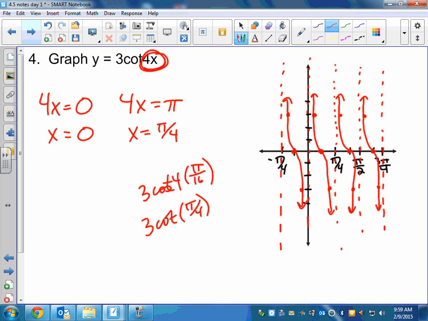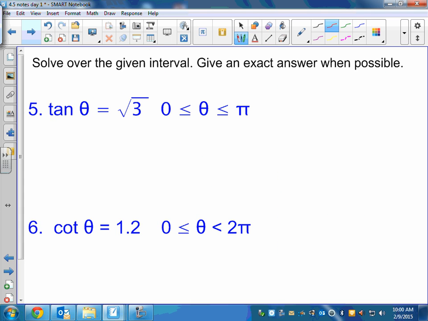What else is on your homework? Solving equations. No, it's a good Monday, right? What happens when you don't have homework on Friday?